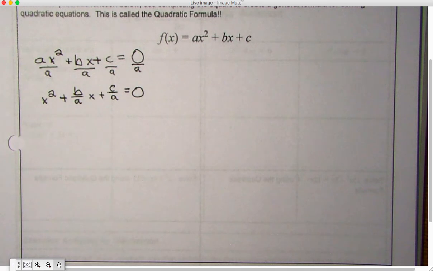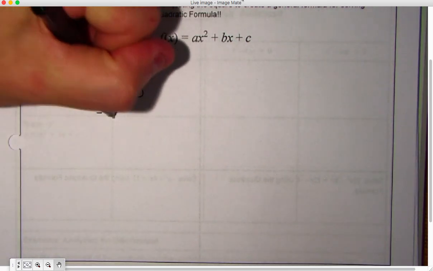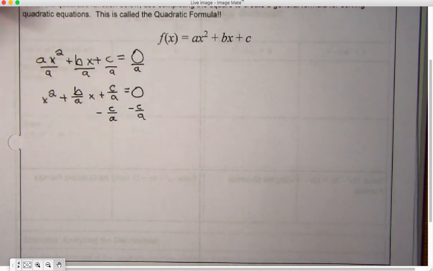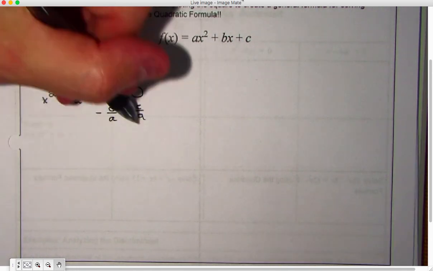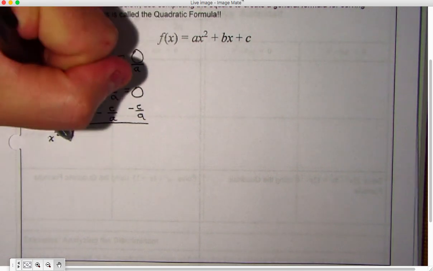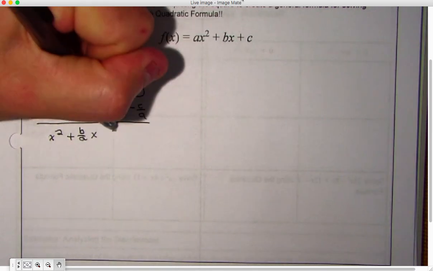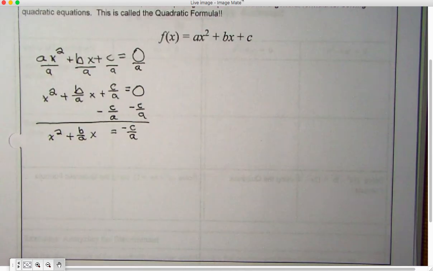So our next step then is we want to move the c value, in this case it's going to be c over a. So we want to get this on the other side. So how do we do it? We do it by subtraction. And we end up with x squared plus b over a x equals negative c over a. Okay? And here's where the fun begins, okay?